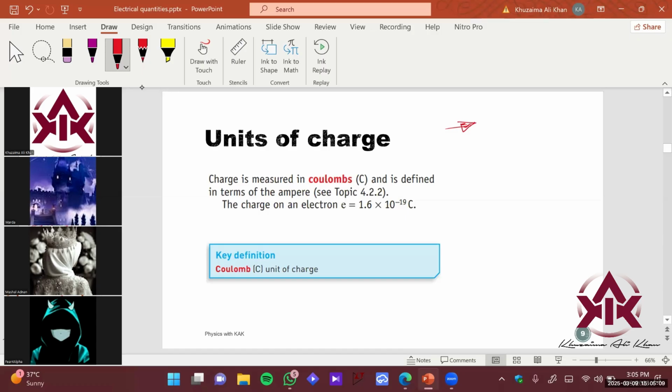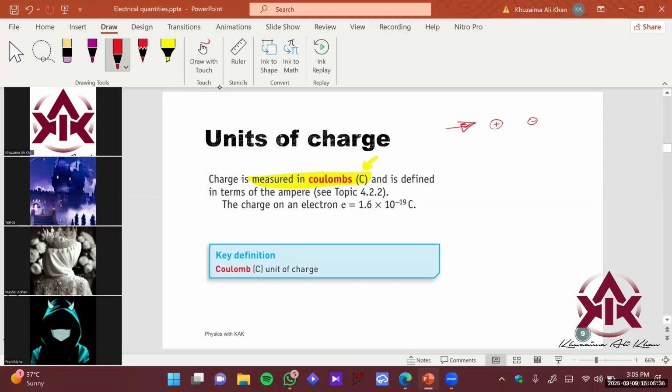Charge is basically these protons over here, or negative point charges, electrons, which we show, right? So what is the unit of charge? That is the coulomb, because Coulomb was the person who worked on electricity. That is why this entire thing is named after Coulomb, and its symbol is capital C.